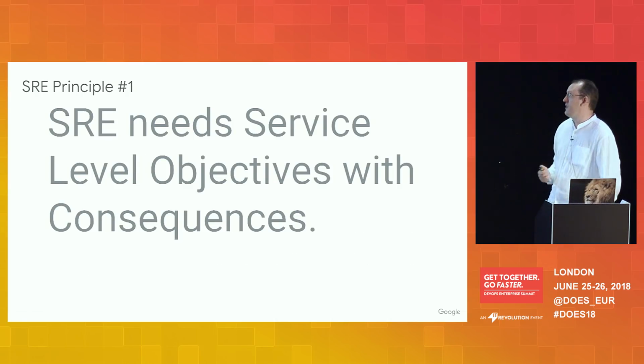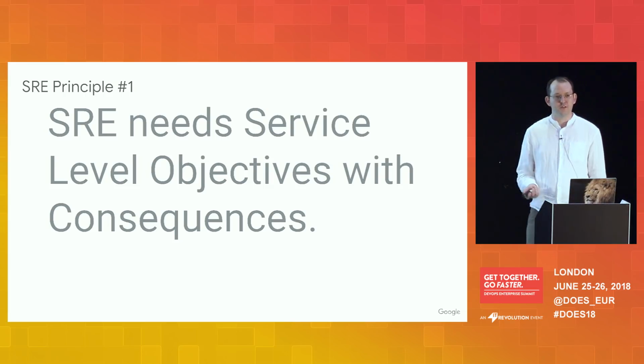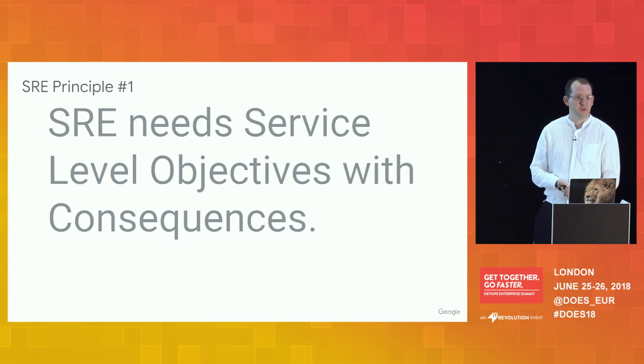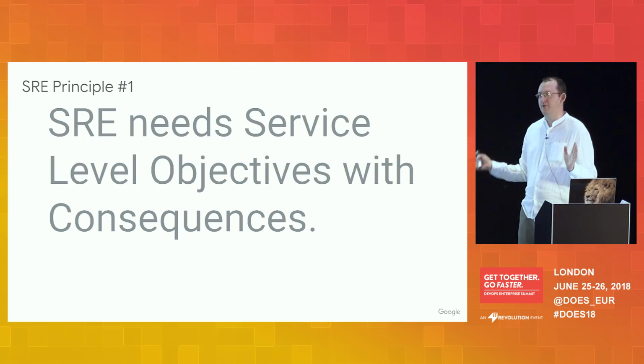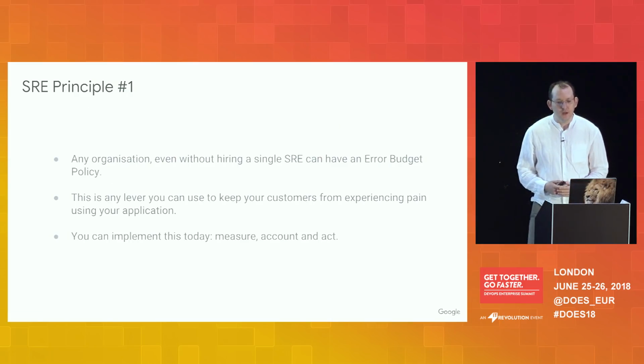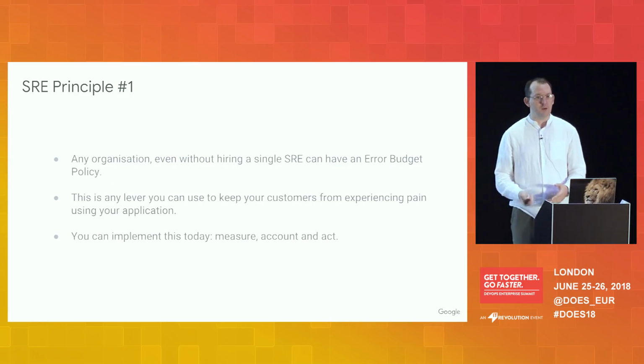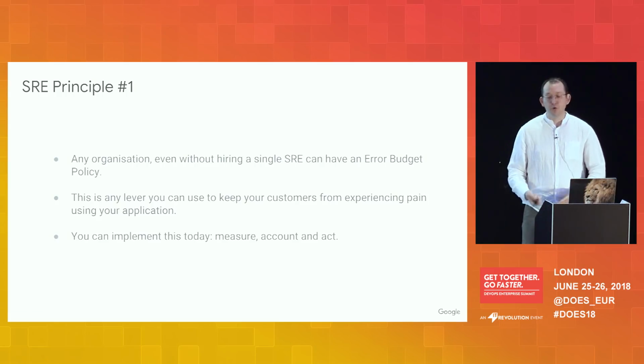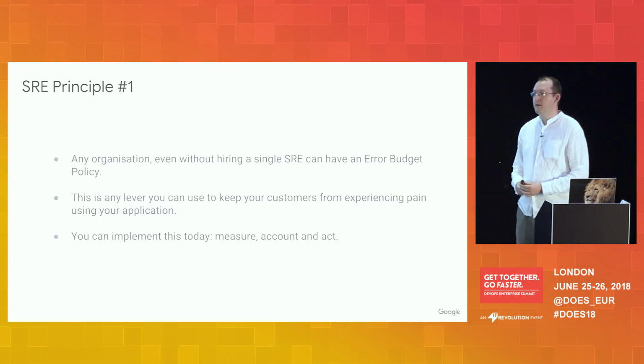So this is our first principle. The SRE needs service level objectives with consequences. And if you have good SLOs and you have an error budget policy and you follow that error budget policy, I would legitimately say that's SRE. That is what I perceive as SRE. And you can do that today in your organization without having a single site reliability engineer, but you are doing site reliability engineering.